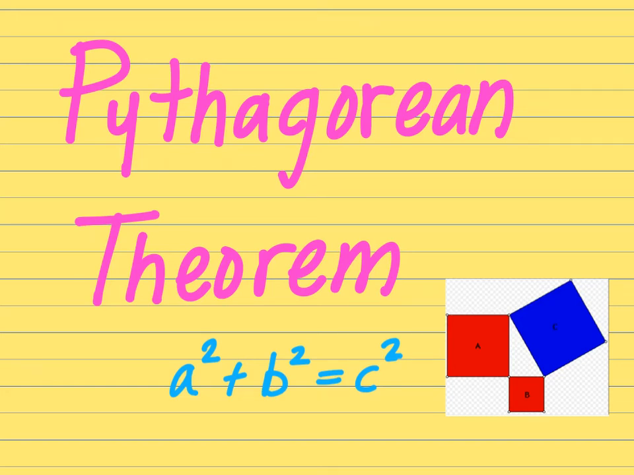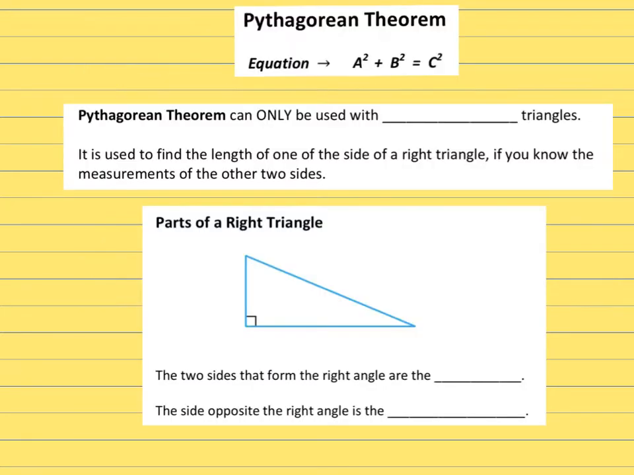This video is going to explain how to use Pythagorean Theorem to find a missing side on a right triangle. So Pythagorean Theorem has an equation that you use to help you solve for a missing side. It is a squared plus b squared equals c squared. This might seem a little confusing, but after we do some examples, it's going to be super easy.